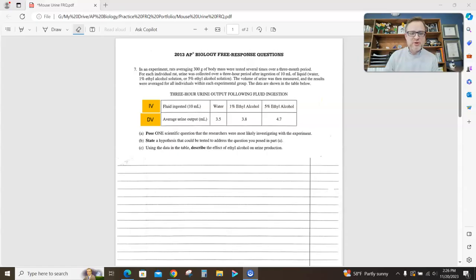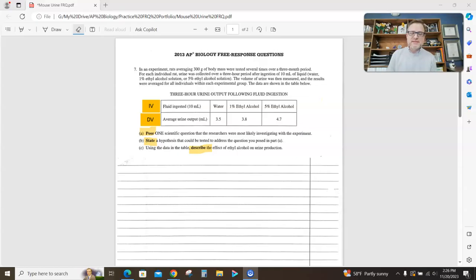The first question: pose one scientific question that the researchers were most likely investigating. The words that are bold, in this case pose, state, and describe, are the 3 points of the question. Pose one scientific question, so you can think of it as the effects of blank on blank, the effects of the independent variable on the dependent variable. So in this case, it's the effects of alcohol consumption on the average urine output.